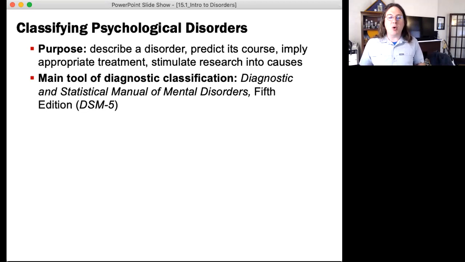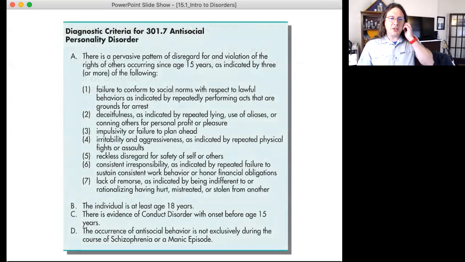Maybe they'll change the name at some point, but we're likely going to continue using the medical model because for the most part, it works. So the purpose of it is to describe a disorder, predict its course, and imply appropriate treatment and stimulate research into its causes. So once we learn more about the disorder, we do more research on it, we renorm the population, and then we make another book, basically, is what we do. So again, main tool for diagnostic is DSM-5, and this just kind of gives you an example of what diagnostic criteria would be for antisocial personality disorder.